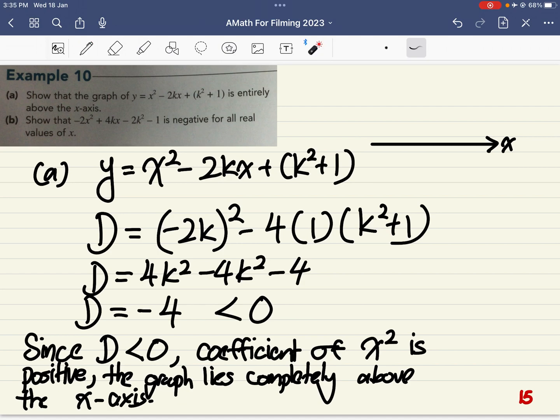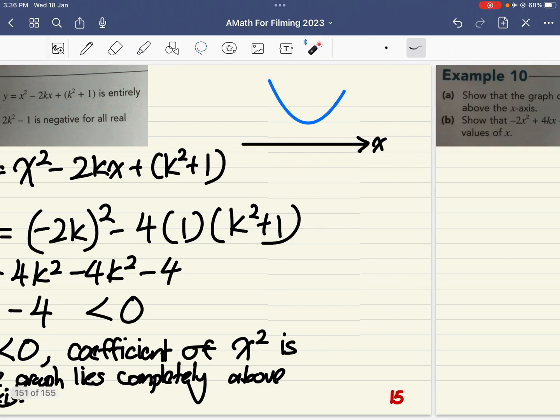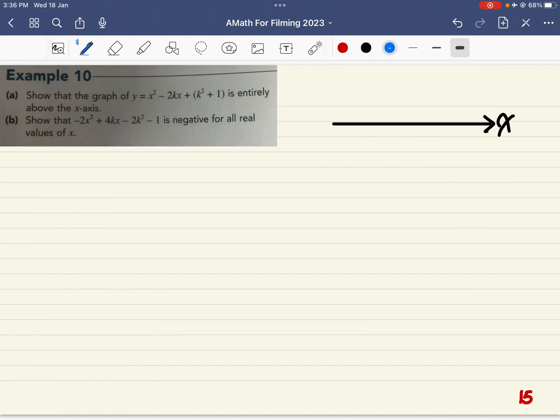My coefficient of x squared is positive. So this means that I have a graph that looks like this. It's a smiley graph. Then I also know that my discriminant is less than 0. Less than 0 means that it will not intersect the x-axis. So if I were to sketch the graph, it will be a smiley graph. Coefficient of x squared is positive, and since there are no x-intercepts, it will lie completely above the x-axis itself.